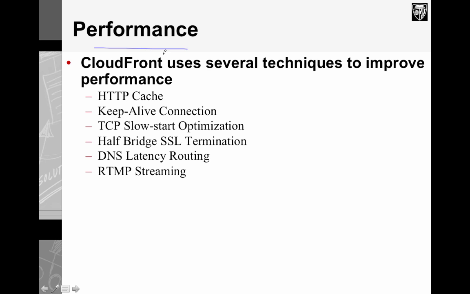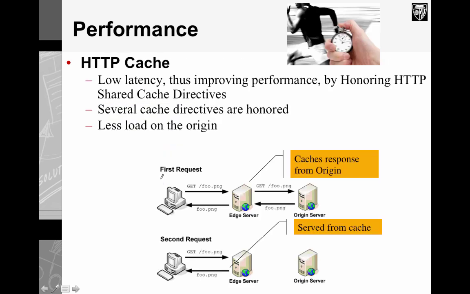CloudFront uses several techniques to improve the performance of delivering content to the end users. It uses techniques like HTTP cache, keep alive connections, TCP slow start optimization, half-bridge SSL termination, DNS latency routing, and RTMP streaming. Let's look at HTTP cache. We already had a chance to look at the HTTP cache and the various HTTP headers that are honored by CloudFront and the edge servers.